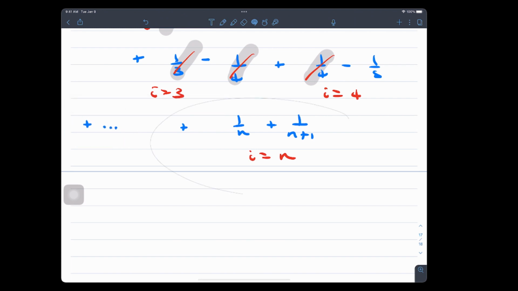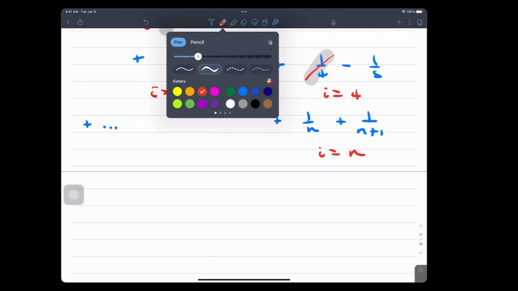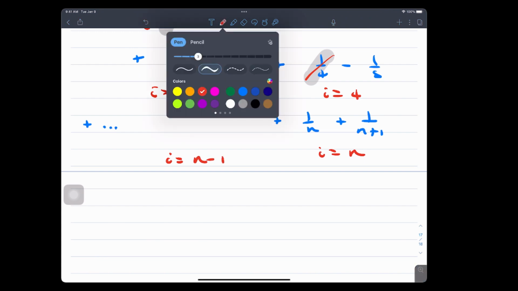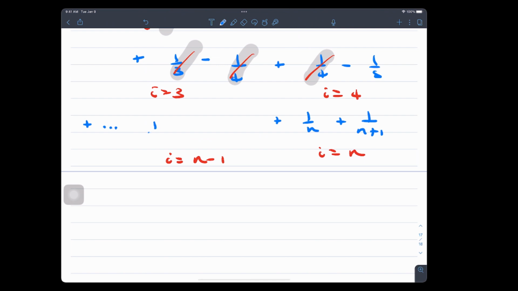Okay? You say, what's the prior term? I'm going to look at this situation here for the prior. This is n minus 1. So when it's n minus 1, what do we have? We have 1 over n minus 1 plus 1 over n. And that's minus, not plus again.